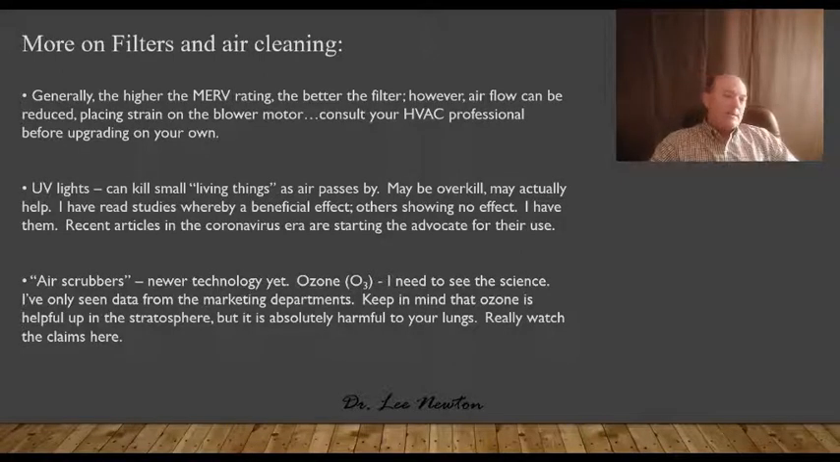One thing that's important about UV lights is the wavelength of the UV needs to be around 254 nanometers or pretty close to that. If you get down to 185 nanometers, what you're doing is creating ozone, and you don't want to do that. Now, the next topic talks about air scrubbers, which make ozone.